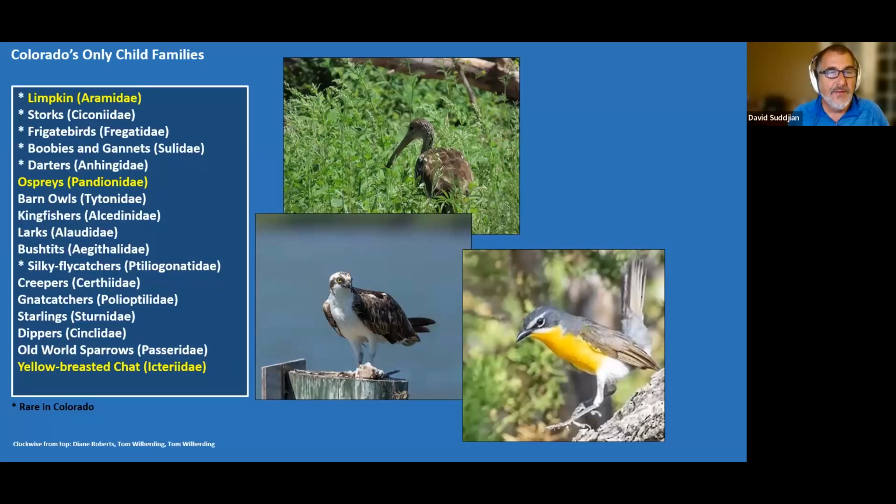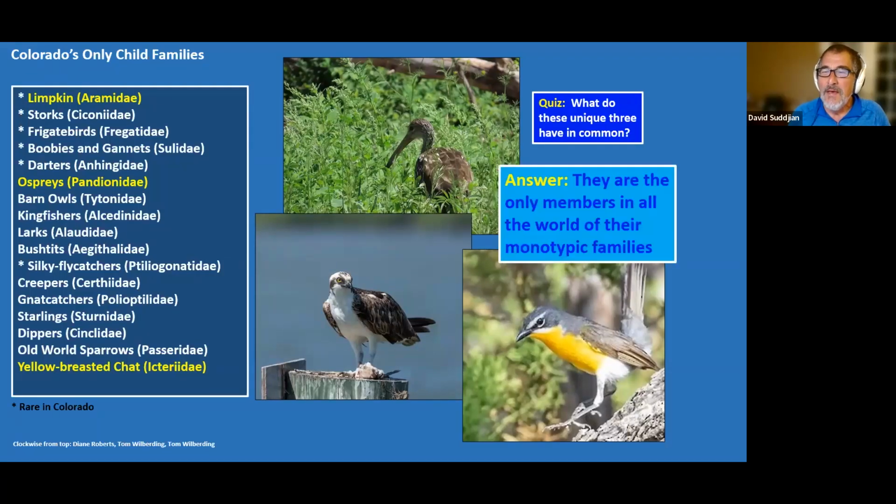And I've highlighted these three in yellow that go back to our quiz from earlier. Remember, the quiz was, what do these unique three have in common? So I remember limpkin, osprey, and yellow-breasted chat. And maybe you know, but I'm going to give you the answer right here. So if you're watching the video later and you still want to guess, you better put it on pause because here comes the answer. They are all the only members in all the world of their monotypic families. So the osprey family includes just the osprey. The limpkin family includes only the limpkin, and the yellow-breasted chat family includes only the yellow-breasted chat.